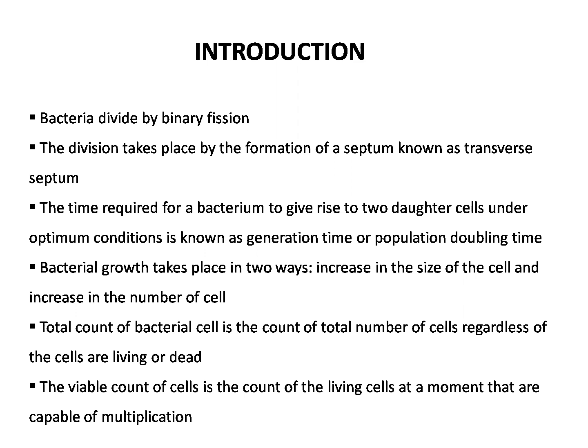The time required for a bacterium to give rise to two daughter cells under optimum conditions is known as the generation time or the population doubling time. The bacterial growth takes place in two ways: either an increase in the size of the cell, as well as an increase in the number of the cells.